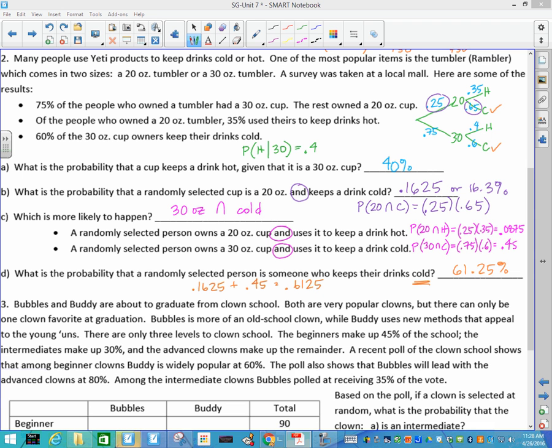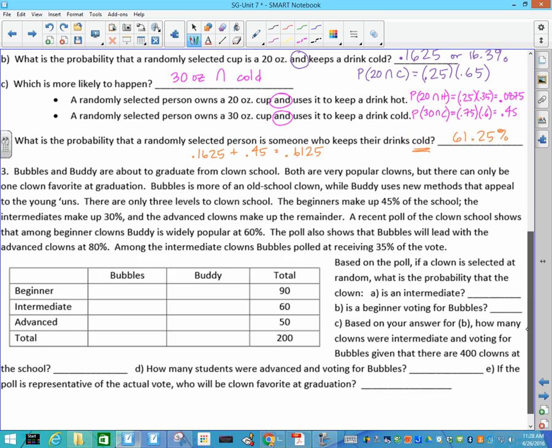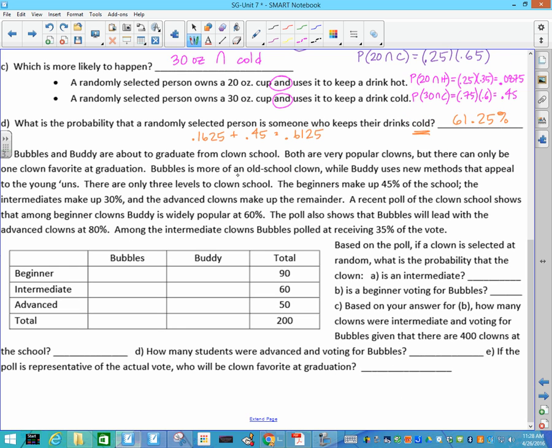Okay? All right. On to Bubbles and Buddy in Clown School. I'm not going to read that because I hope you've already read it. But we do get down here. There are only 3 levels of clown. If you notice, there's no numbers in here, so you have to use the information to actually fill in the numbers. There are only 3 levels to clown school.